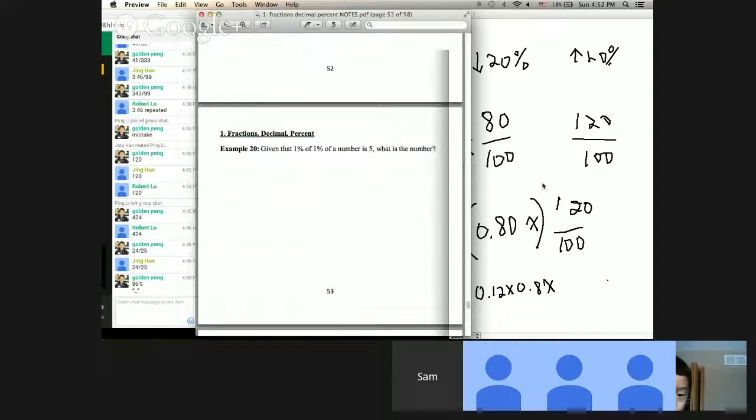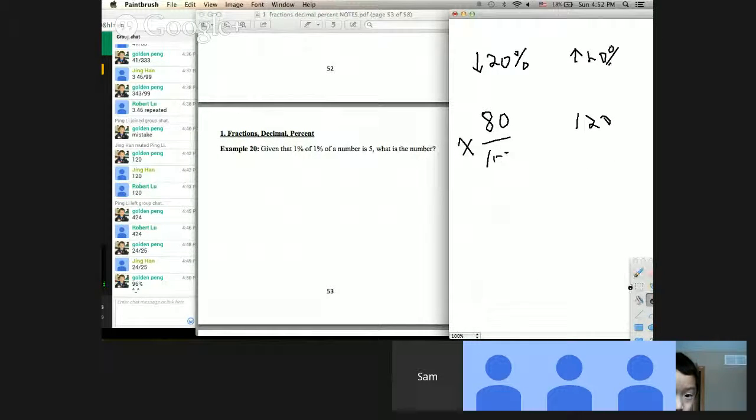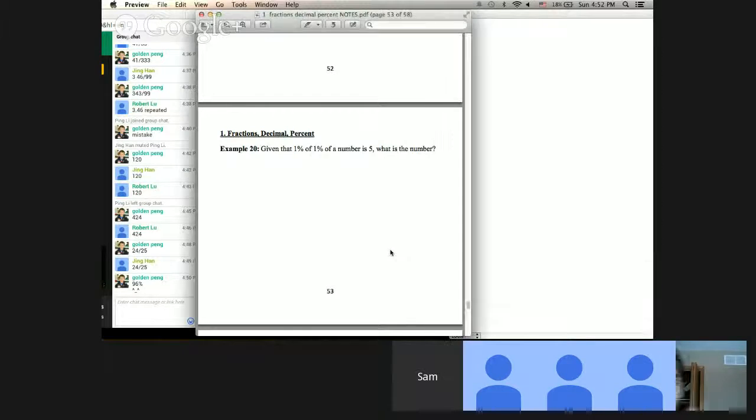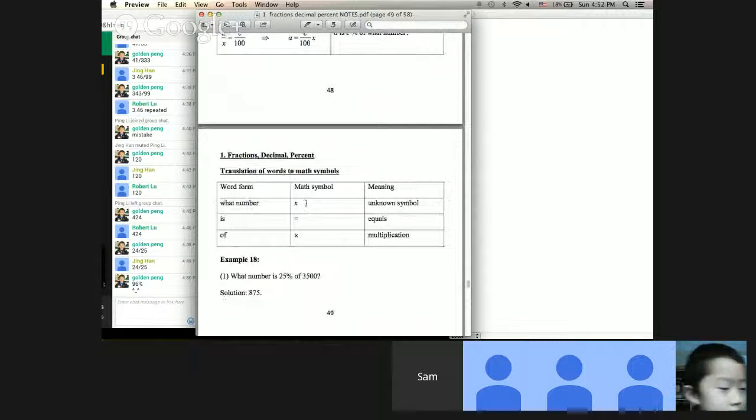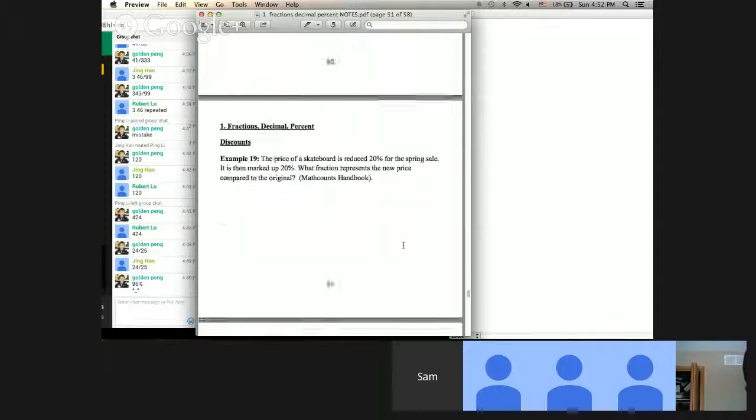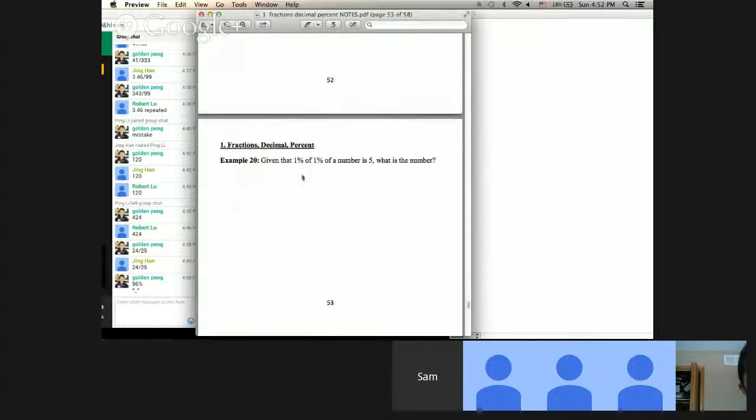So let's end this class with this problem right here. Given that 1%, so remember the chart up here: what number is x, is is the equal sign, and of is multiplication. So this is like in context multiplication. Okay, so let's try this one again. Given that 1% of 1% of a number is 5, what is the number? So just use that chart and directly transcribe it into numbers and then solve the equation.